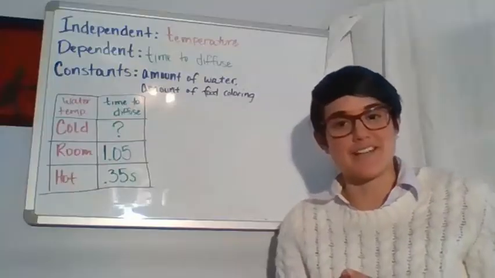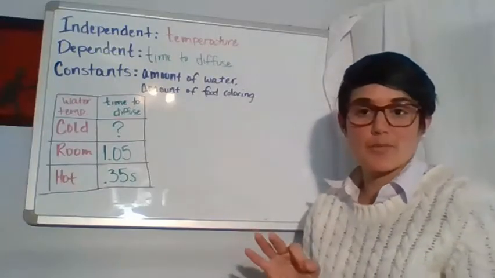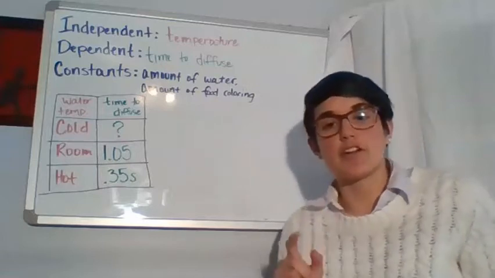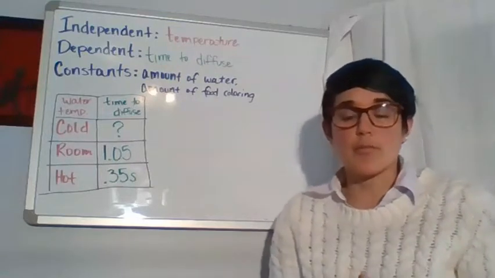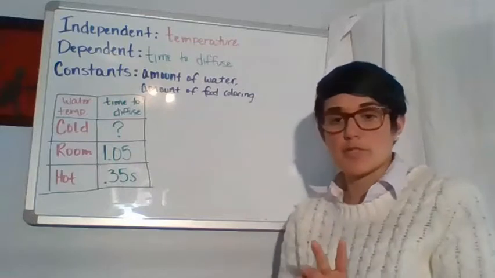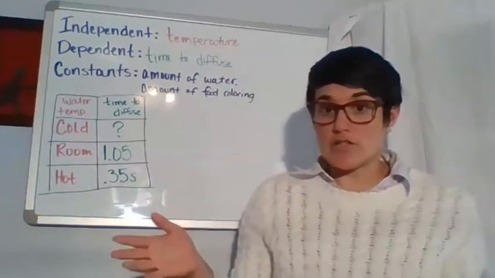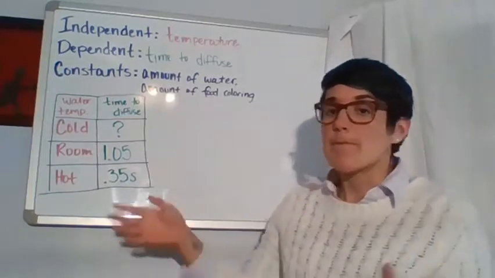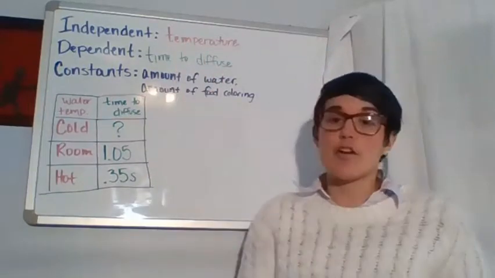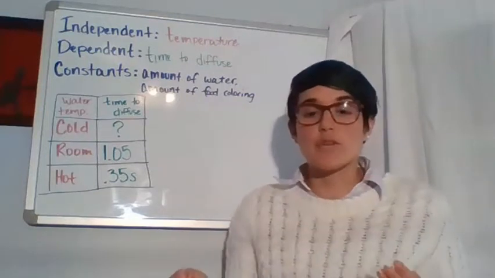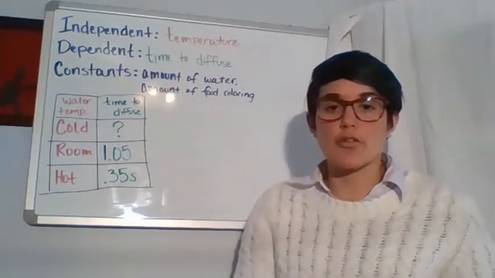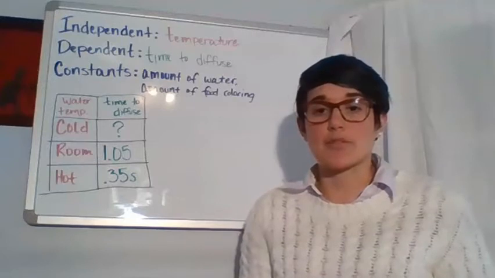Let's break down what we did there. We got 3 different cups, and we put temperatures of varying liquids in each cup. We had 1 cup of cold water, 1 cup of room temperature water, and a third cup with hot water. What we changed each time was the temperature of the water, making that our independent variable. What we measured was the time it took for the food coloring to diffuse in the cups.